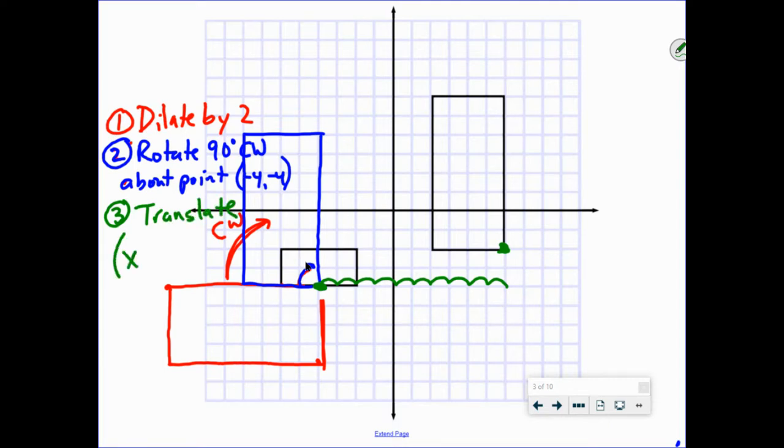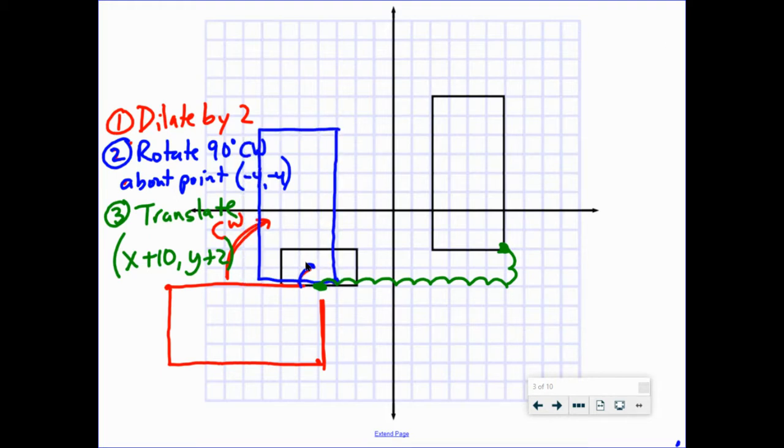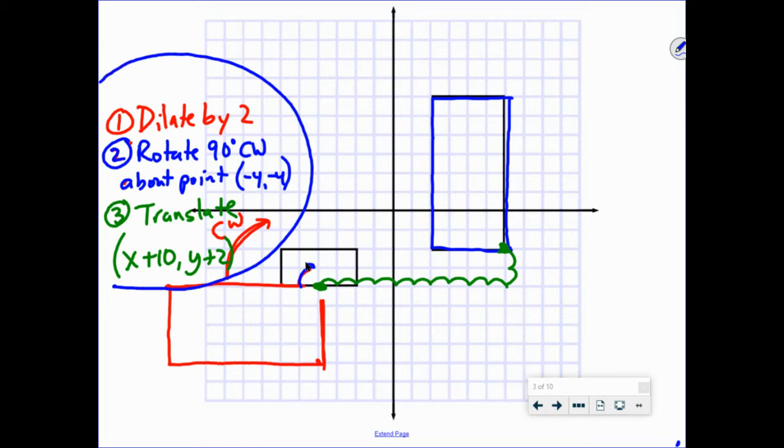I do x plus 10, and then I need to move it up 2. And what would move it up 2? Y plus 2. And if I do that, that's going to take this whole shape right here. Ready? Move it 1, 2, 3, 4, 5, 6, 7, 8, 9, 10, and then up 2, ta-da, gets it to where I need to go. So here is my choice of how to do it. Now, you did not have to do it this way. You could have done it a bunch of different ways, but that's just one of the ways to do it.